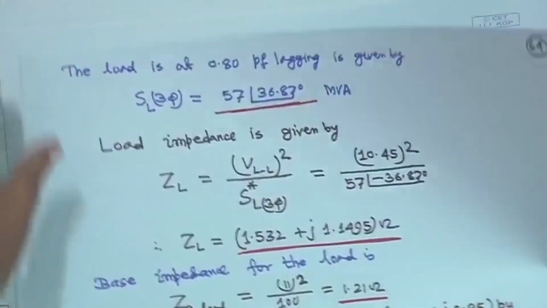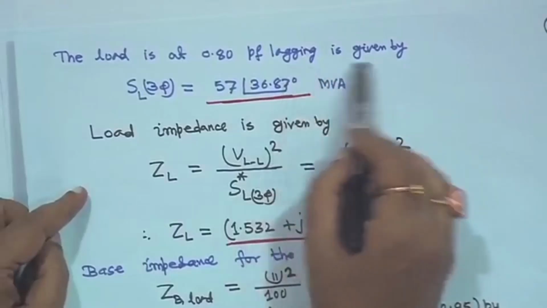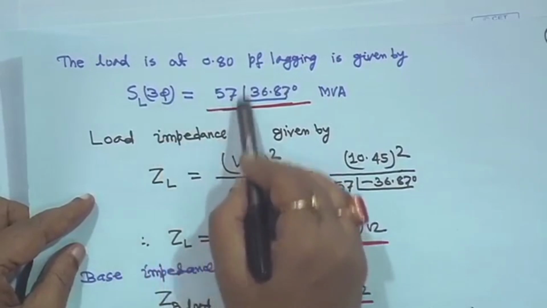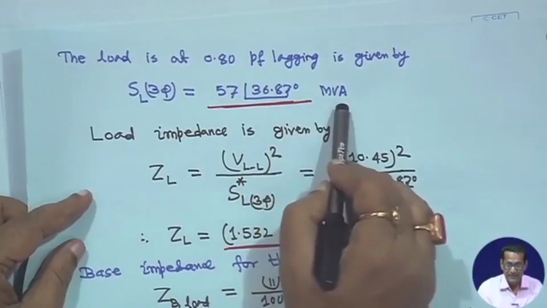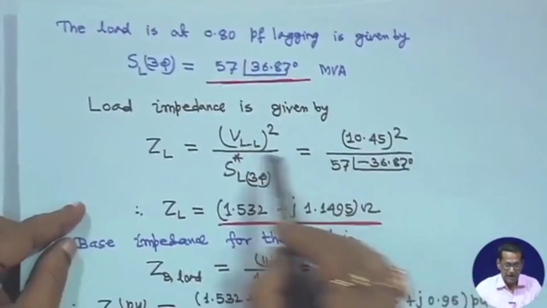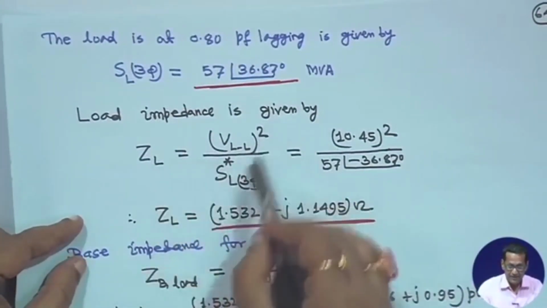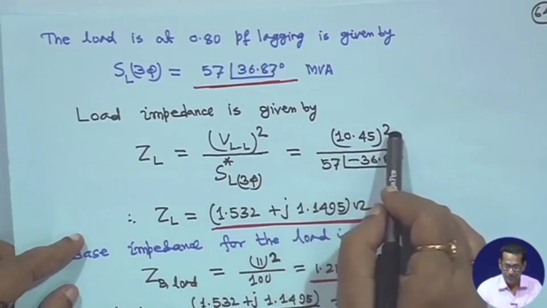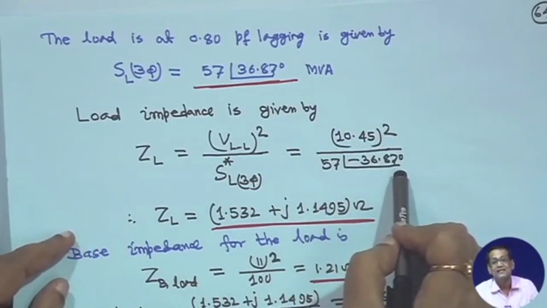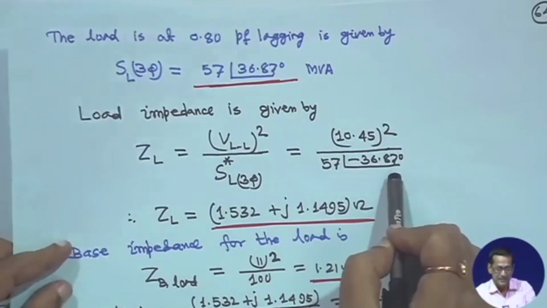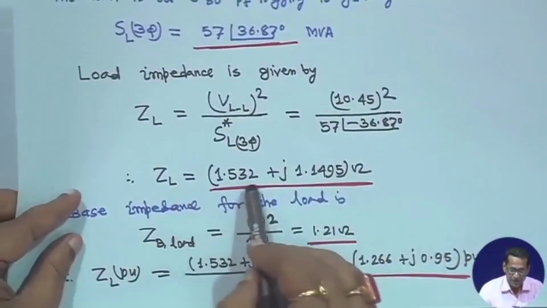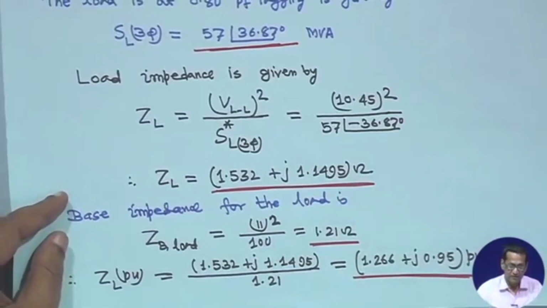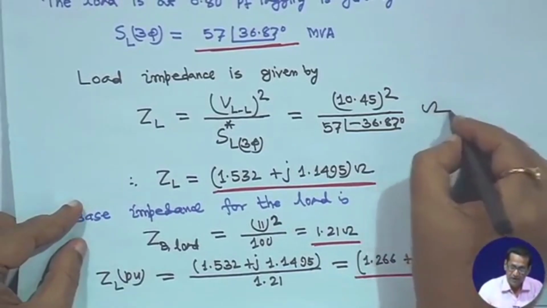Now, the load is at 0.8 power factor lagging. So, it is 57 MVA, SL 3 phase is 57 angle 36.87 degree MVA. This we have seen before. The load impedance is given by VLL square upon S conjugate L 3 phase, that is 10.45 square over 57 angle minus 36.87 degree. This also we have seen. Therefore, ZL will be 1.532 plus j 1.1495 ohms. These are actually ohmic values.